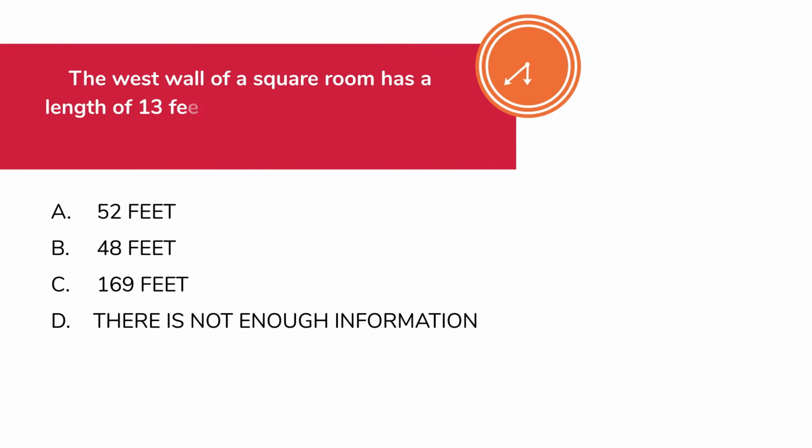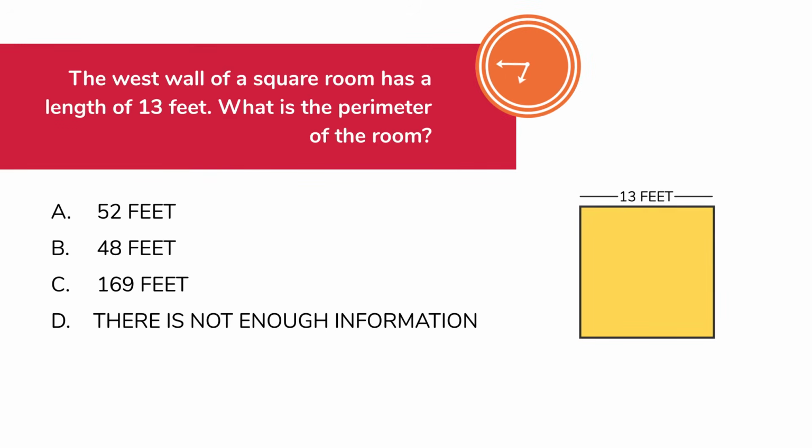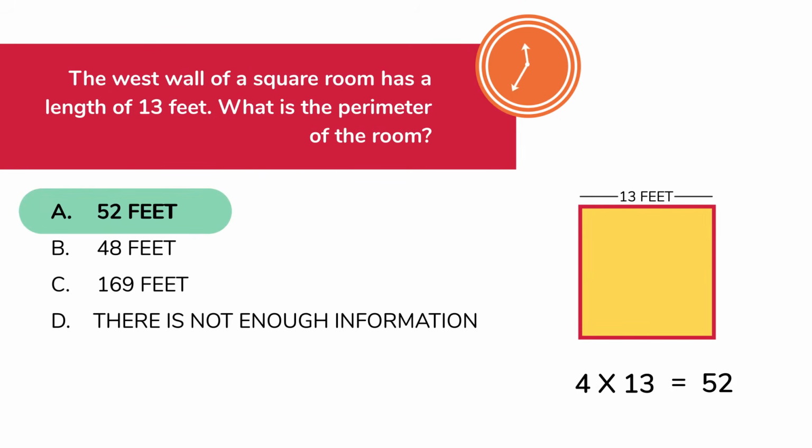All right, time for a question from geometry and measurement. We're told the west wall of a square room has a length of 13 feet, and they want the perimeter of the entire room. Well, squares have 4 sides of equal measure. So the perimeter, the area around the figure, would be 4 times 13, which is 52.